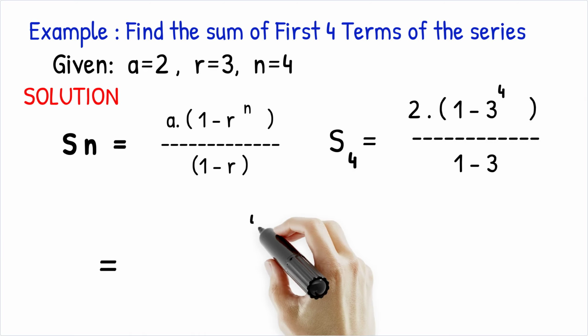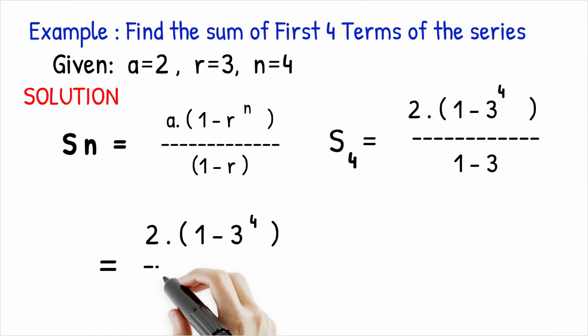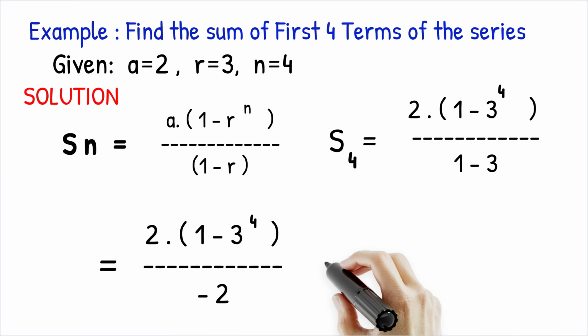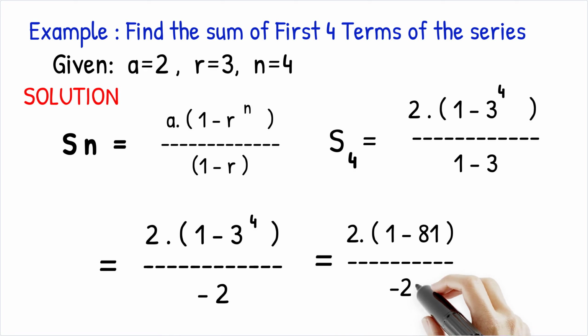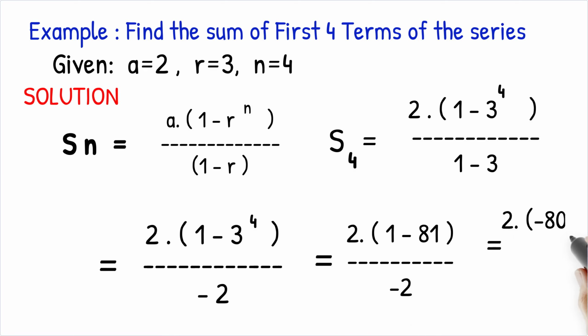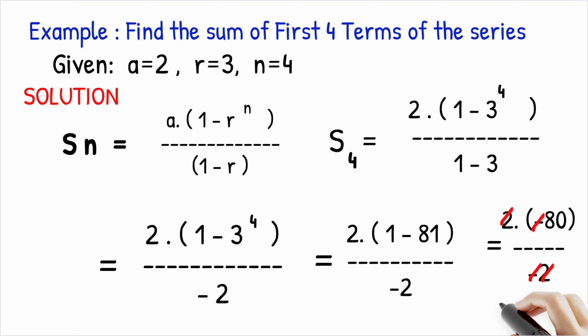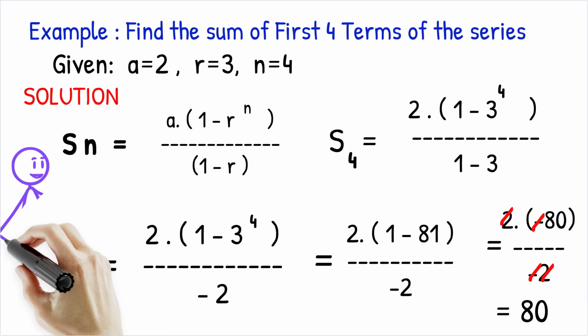equals 2 multiplied by 1 minus 3 power 4 over minus 2. That equals 2 multiplied by 1 minus 81 over minus 2, equals 2 multiplied by minus 80 over minus 2. Simplify: 2 in the numerator with 2 in the denominator. Also simplify: minus in the numerator with minus in the denominator, that equals 80.